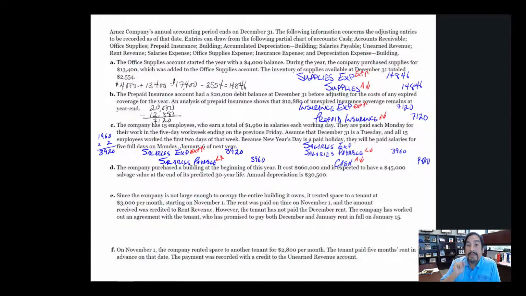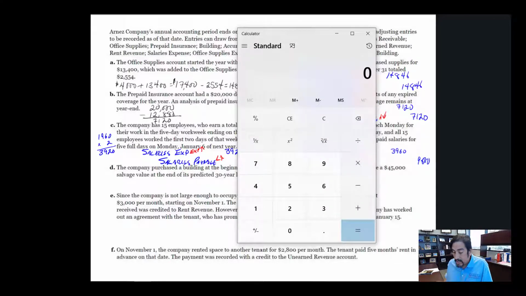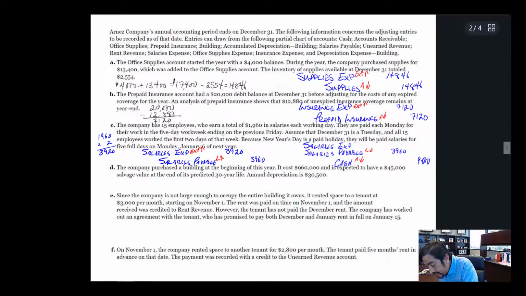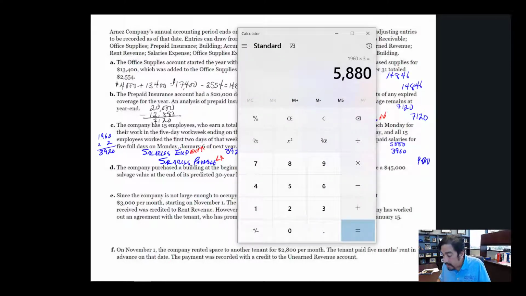Now we have to pay them for January 1st, 2nd, and 3rd, which is Wednesday, Thursday, and Friday of the new pay period. So it is 3 days at $1,960 a day, $58.80. $58.80 is the salary expense for the new year. So I should add those numbers.